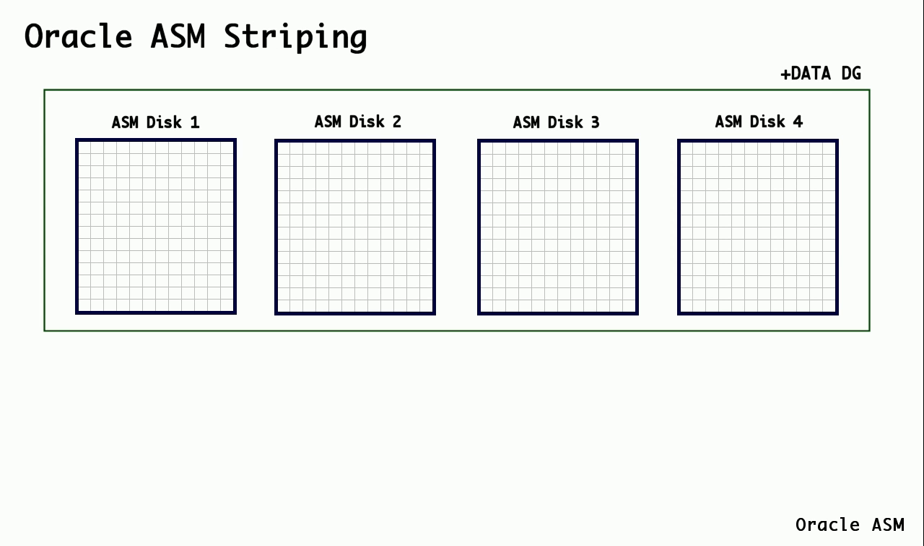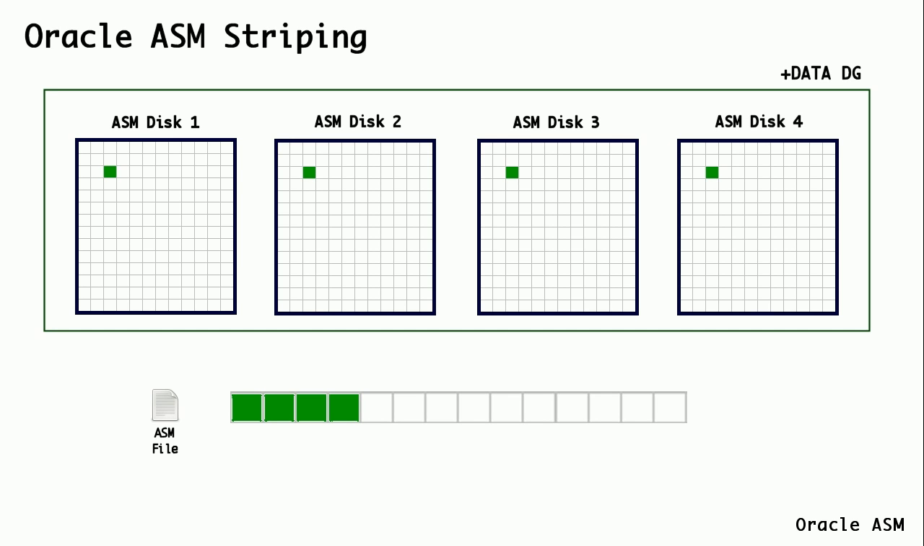Now, let us understand how Oracle ASM file striping works. For this discussion, let us assume that we have 4 ASM disks in the data disk group. Every ASM disk is divided into several allocation units based on ASM disk group's allocation unit size attribute. When a new ASM file is allocated, it is subdivided into stripes.